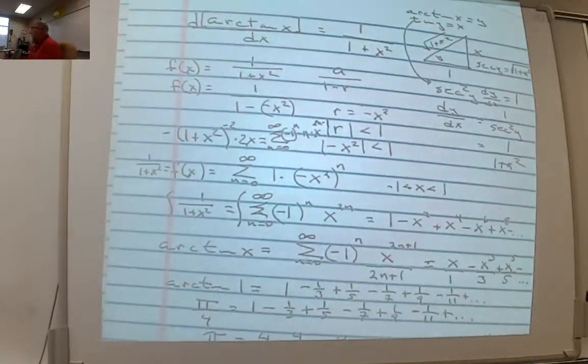Yes, ma'am. They'll tell you when to do it. Okay. Right now, it's just a technique to create a function and tie it into an infinite series. Is that making sense? Okay.